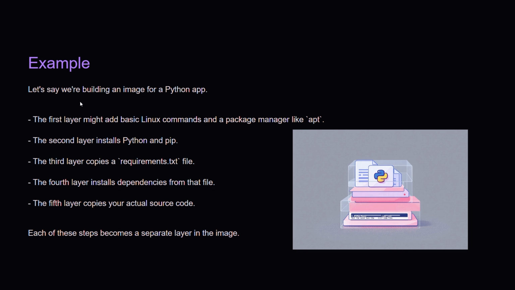Let's say we are building an image for a Python app. The first layer might add basic Linux commands and a package manager like apt. The second layer installs Python and pip. The third layer copies a requirements.txt file, which I showed you. The fourth layer installs dependencies from that file, and the fifth layer copies the actual source code. Each of these steps becomes a separate layer in that image. I showed you how it became a separate layer in that particular image.